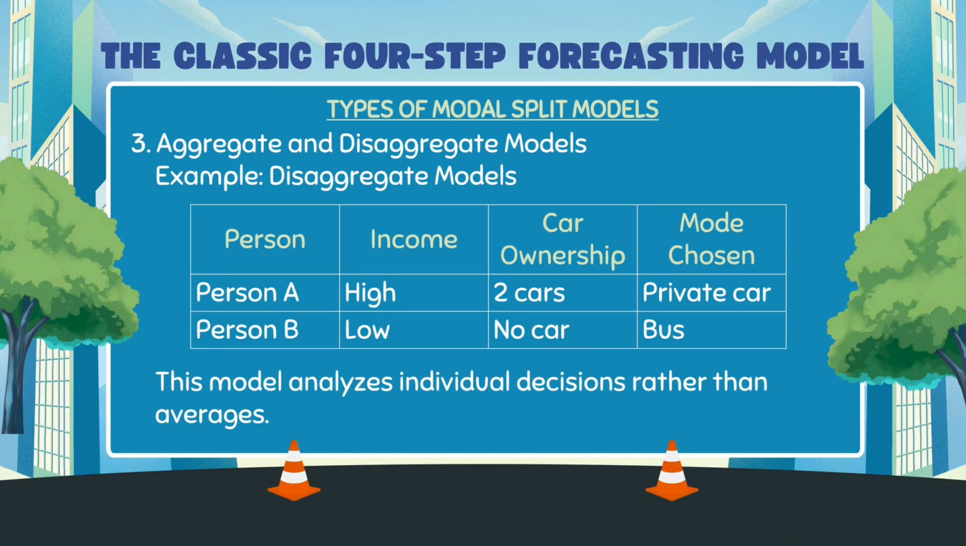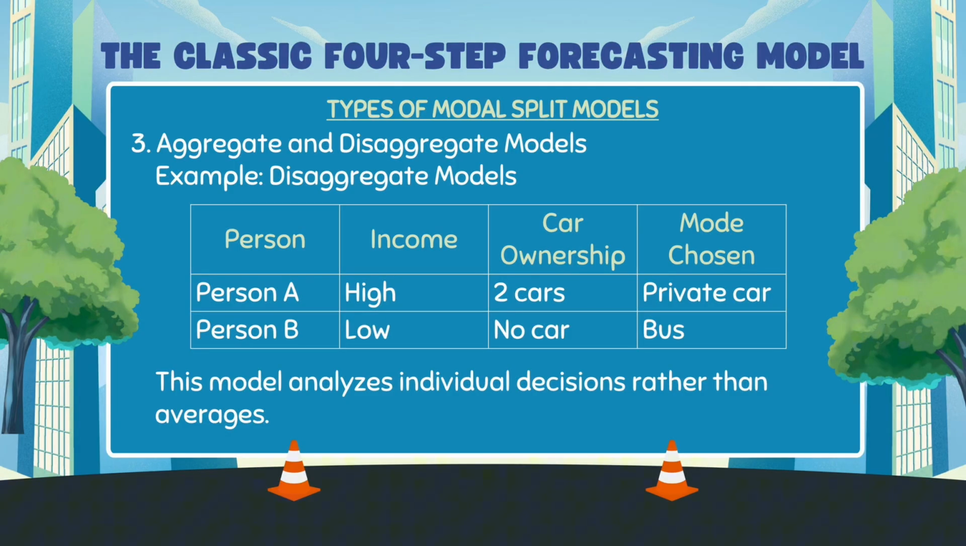We have here the example of disaggregate models. As we can see in the table, we have in the first column the persons, the second column is the income, the car ownership is the third, and the fourth is the mode chosen. So the first person, person A, let's say he or she has a high income, owns two cars, and the mode chosen is the private car.